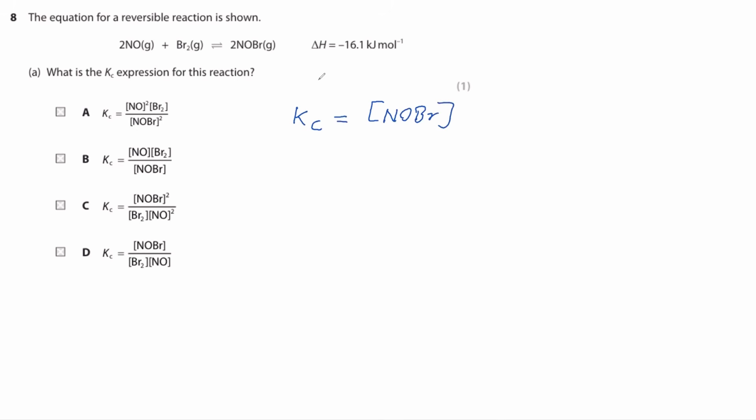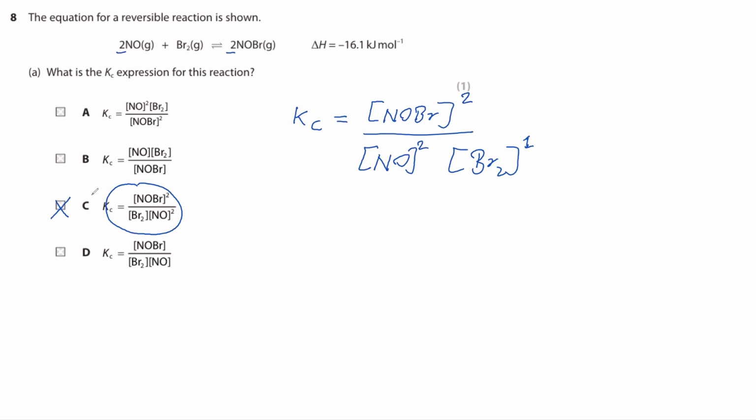Then you put the stoichiometric value, or we call it mole ratio, as the power: NOBr to the power 2, divided by the reactants. NO gas is there, molar ratio is 2, so to the power 2, times Br2, molar ratio is 1, to the power 1. So let's see where we have this answer. If you look at question number 8, if you see C, yes, we have that answer. So the answer for question number 8, section A, is C.